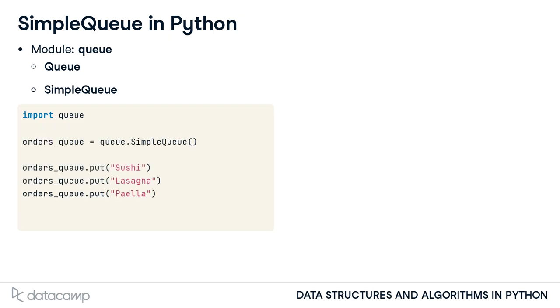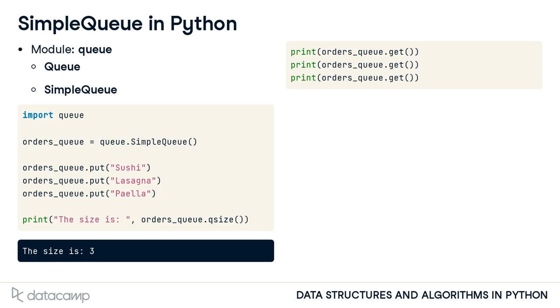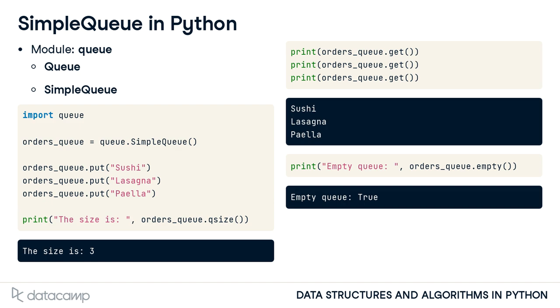We can add elements using the put method, get the size of the queue using queueSize, remove elements using get, which also returns the removed element, and check if the queue is empty, among other functionalities.